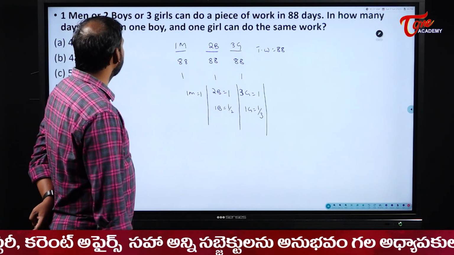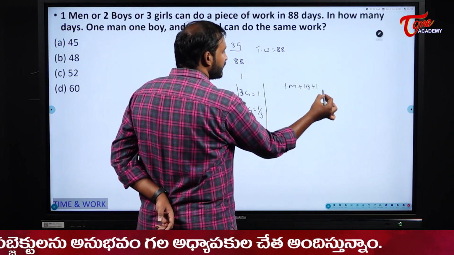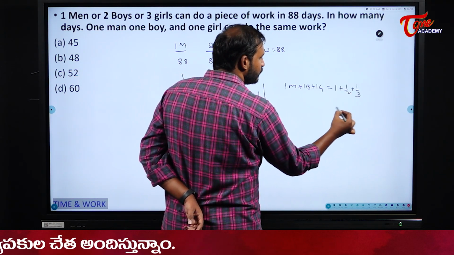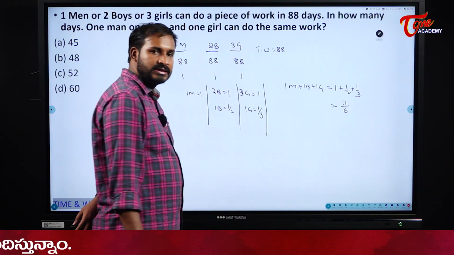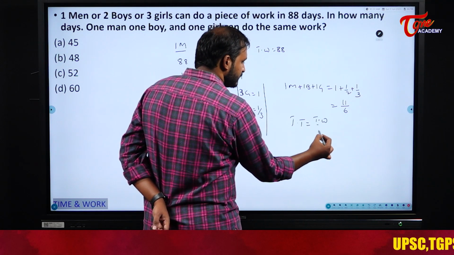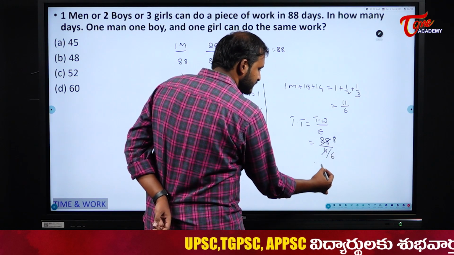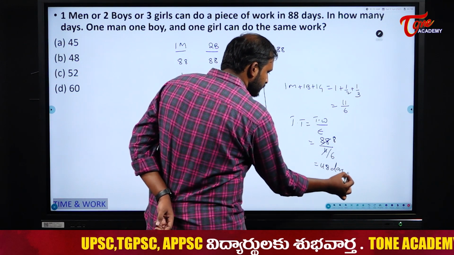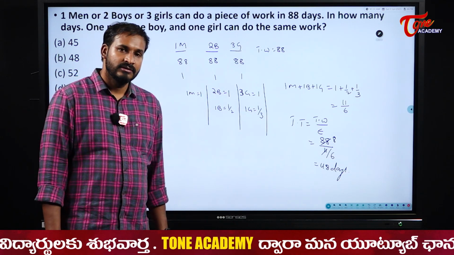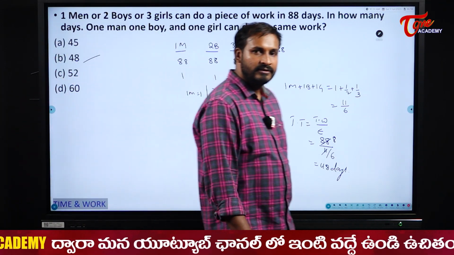Next, in how many days 1 man, 1 boy and 1 girl can do the same work? What is their combined efficiency? 1 plus 1 by 2 plus 1 by 3. If you add all this, you will get 11 by 6. Now, time taken is equal to total work by efficiency. Total work is 88 and their efficiency is 11 by 6. 8 elevens are 88, so 8 sixes are 48 days. Okay, these people can finish the job in 48 days. So our answer here is 48.